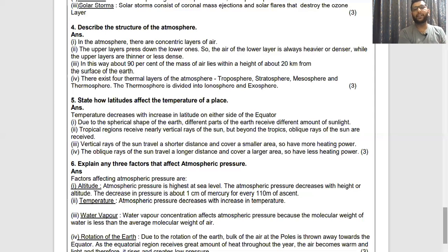So vertical rays of the sun are traveling a shorter distance, covering a smaller area. So wherever they are doing that, they have more of a heating power, like equator, tropical areas, where the temperatures are on a higher side. But the oblique rays of the sun are traveling a longer distance. By the time they reach out there, covering a larger area, the heating impact reduces. And accordingly, the heating power reduces out there in the North Pole and the South Pole. And hence the temperatures out there indeed are quite low. So if you go over North Pole, South Pole, indeed the temperatures are quite low. All right, coming to the next question.